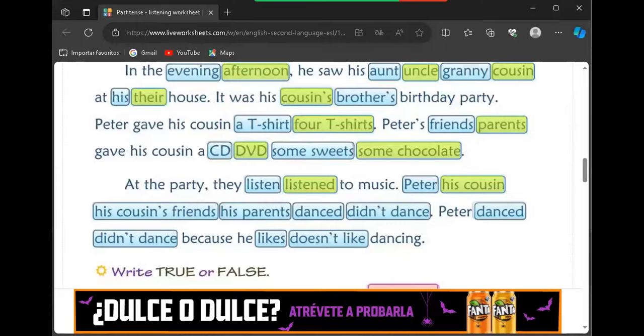Sí. ¿Cuál sería la otra? Friends. Dance. Sí, dance. Did dance. Did it dance. Creo que sí. Ya esas últimas ya no las logré escuchar bien. Peter dance, the dance, because. Y sería de volver a escuchar el audio. Sí. Estamos corroborando si están bien. Lo vuelvo a poner. Sí. A ver.